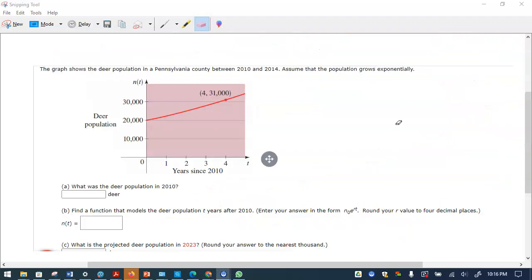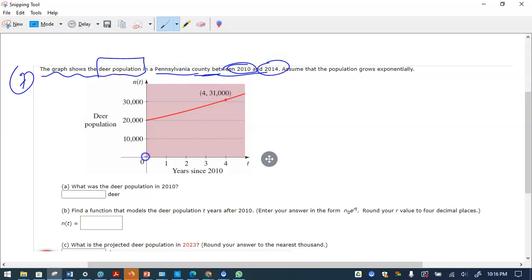Okay, here they gave you another question. This is question number 7. Question number 7 says the graph shows the deer population in Pennsylvania, counted between 2004 and 2014. You can see this basically means 2004, this is 2010, this is 2011, this is 2012. Not needed, but I'm just trying.